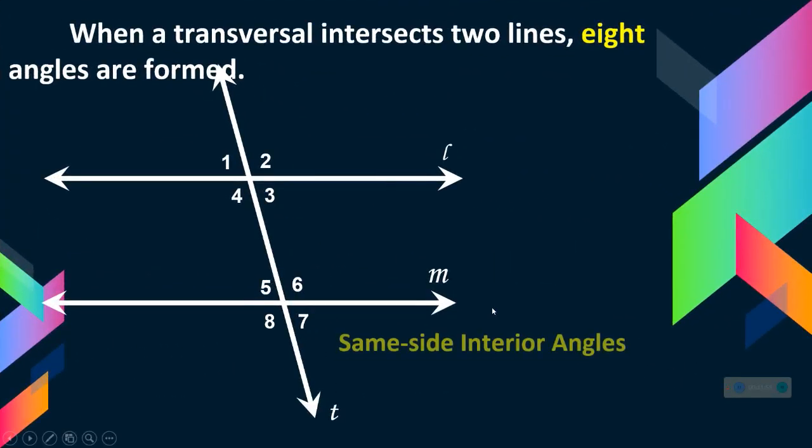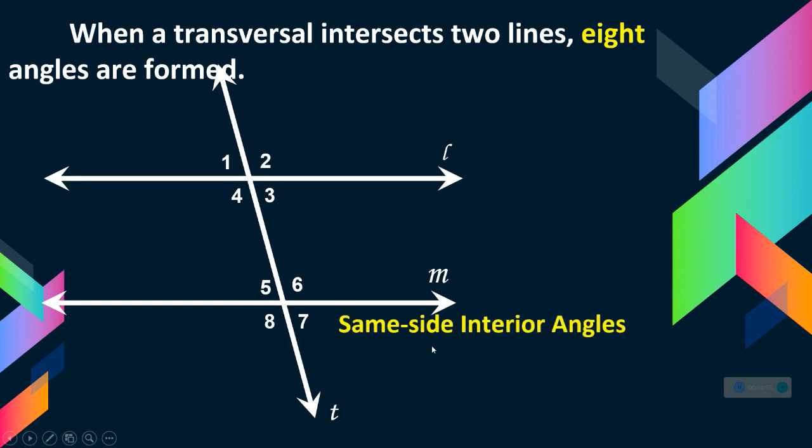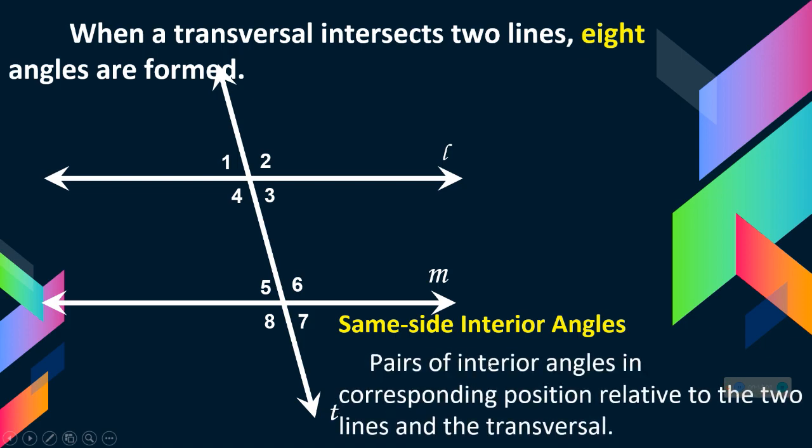Let's now have the last one, the same side interior angles. These are pairs of interior angles in corresponding positions relative to the two lines and the transversal. This time we have interior, so focus on the angles between the lines. Same side, so again focus on one side of the transversal line. We have angle 4 and angle 5 as one pair of same side interior angles, and another is angle 3 and angle 6.